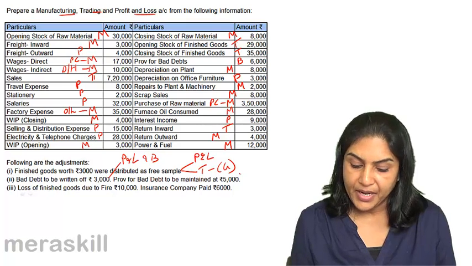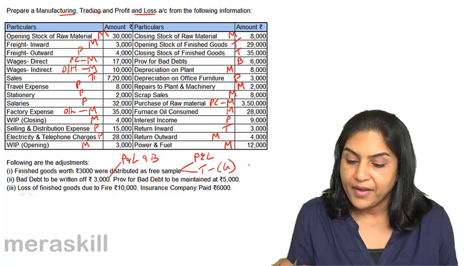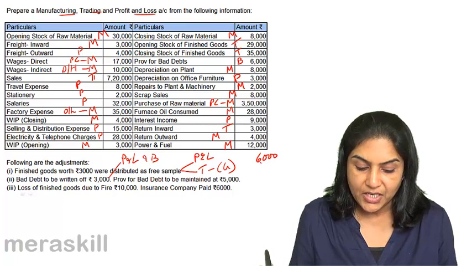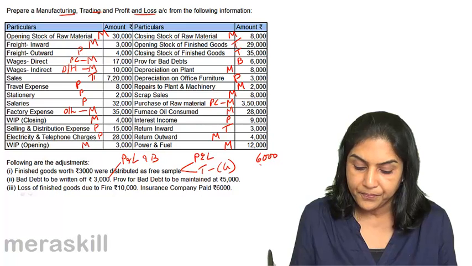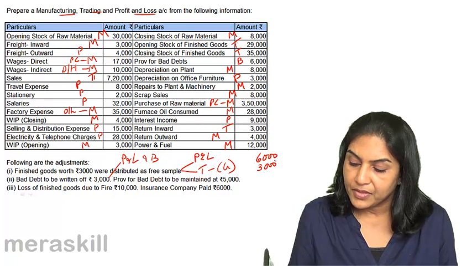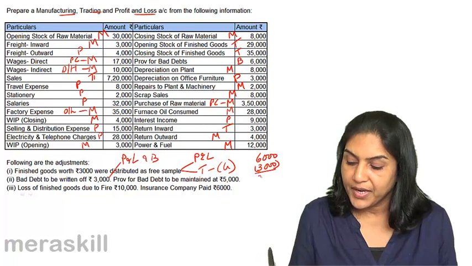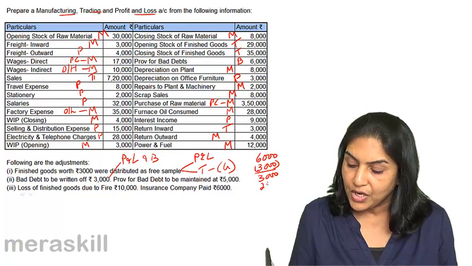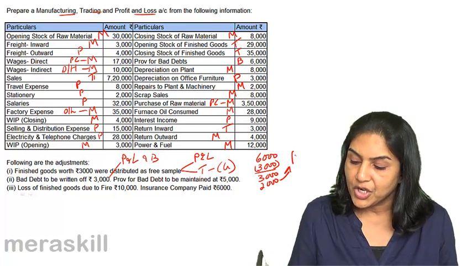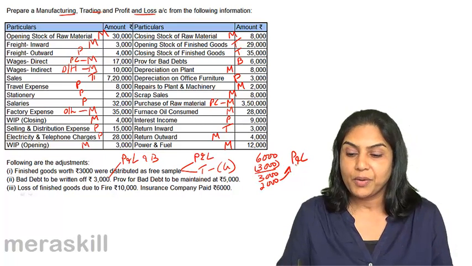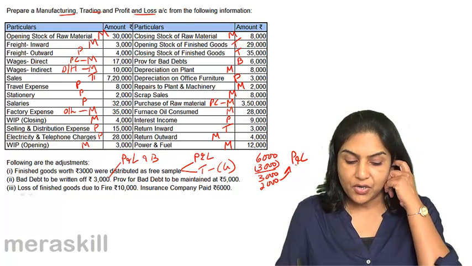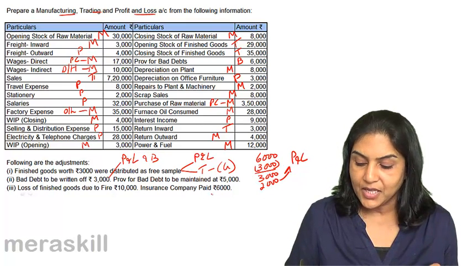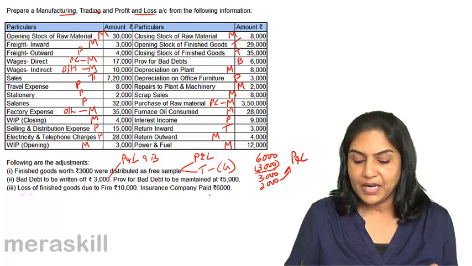No, instead of taking remaining 1,000, we can do one thing. We have an opening balance of 6,000 to which you can adjust the bad debt of 3,000. So we get a balance of only 3,000 and remaining we need to maintain 2,000. Remaining 2,000 will be charged to the profit and loss account. Loss of finished goods due to fire is 10,000 and insurance company paid 6,000.